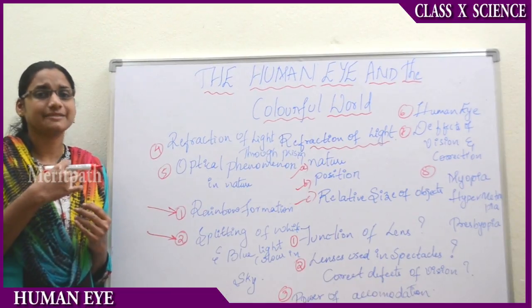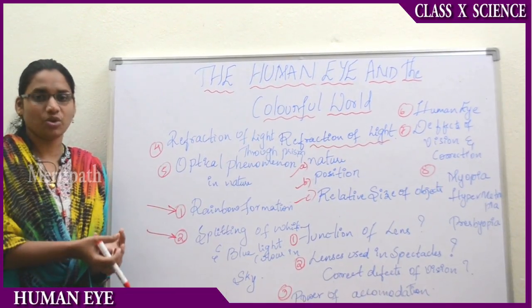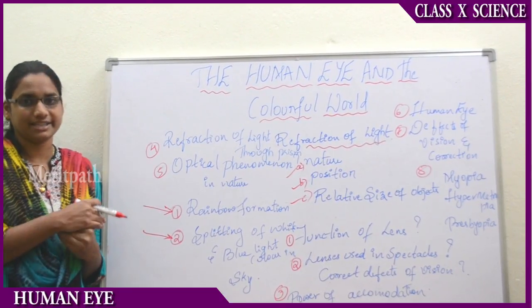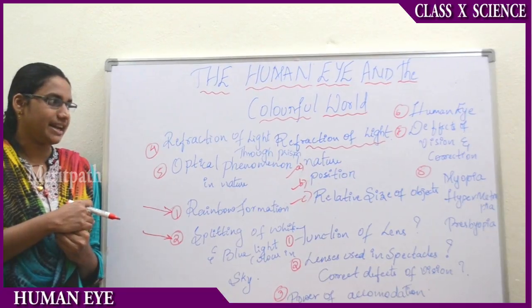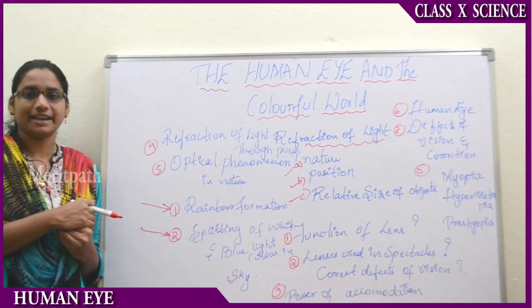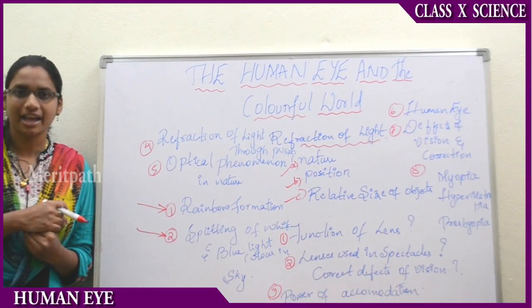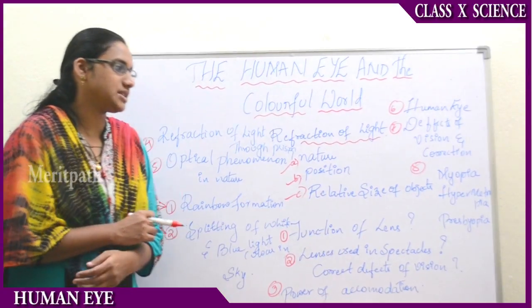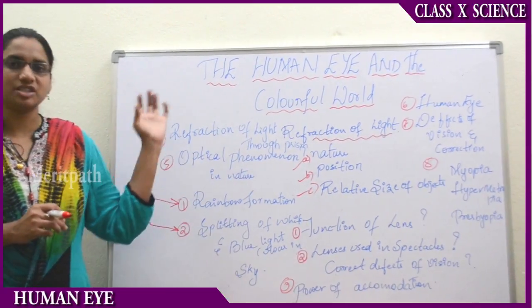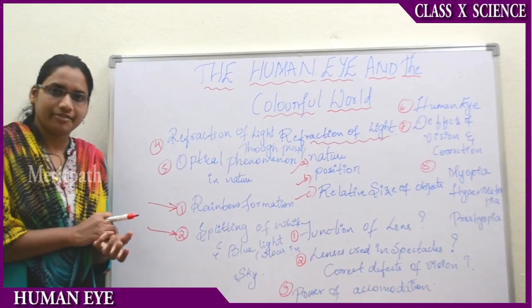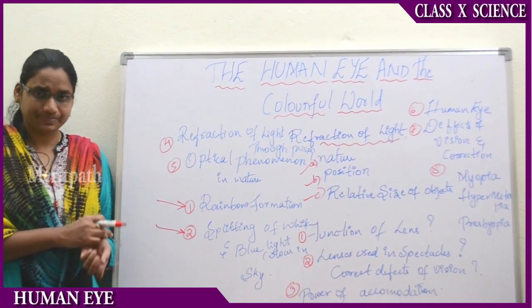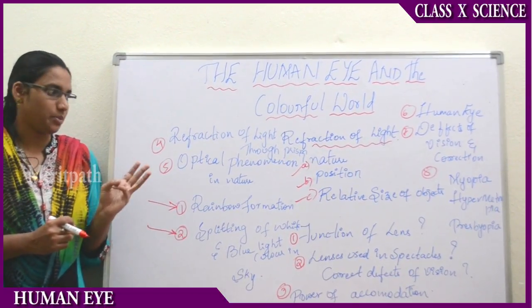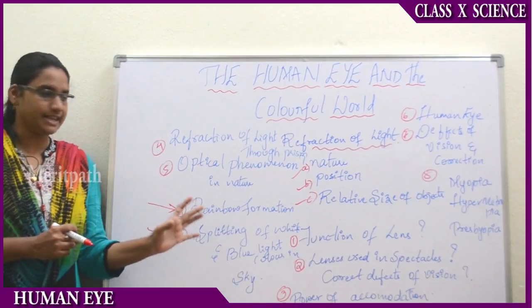That means how we have a deficiency of vision, why we are lacking this vision and how we have to correct it. All this we will study in detail, along with the three types of diseases that occur because of defects in vision: myopia, hypermetropia and presbyopia. These three diseases occur because of defects, and we will study them in detail.